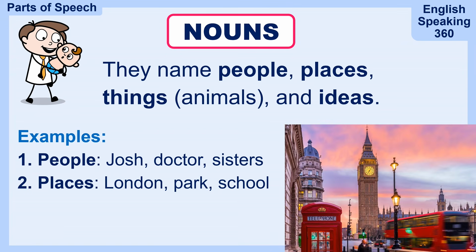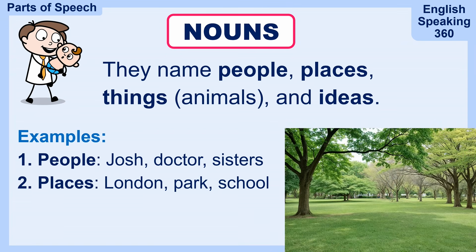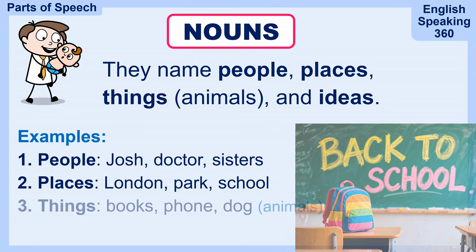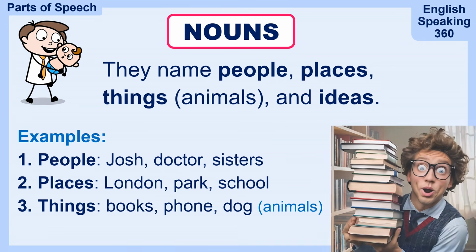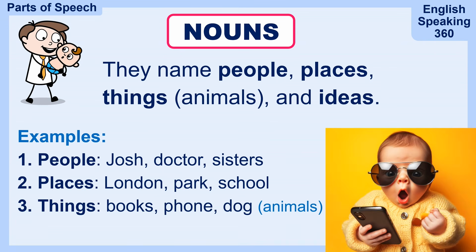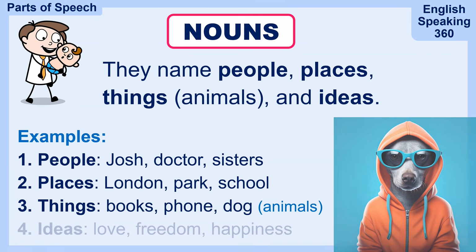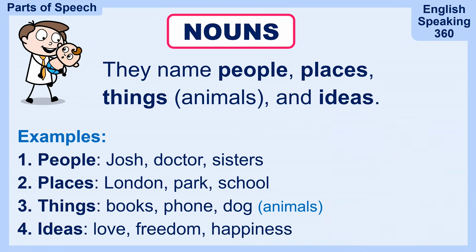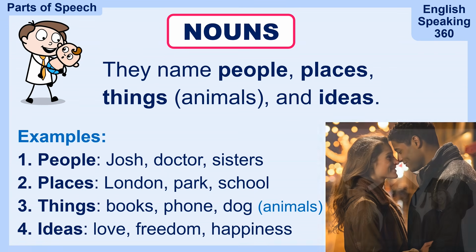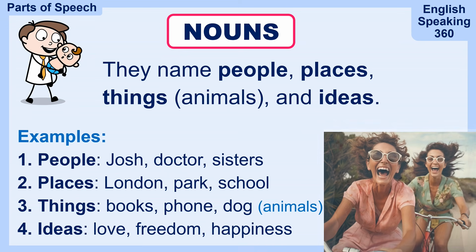Places also, London, park, or school. We also use nouns to talk about things like books, phone, or animals like a dog. Nouns are also used for ideas like love or freedom or even happiness. So nouns are very useful words.